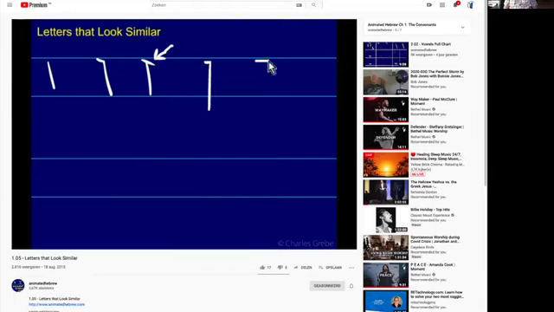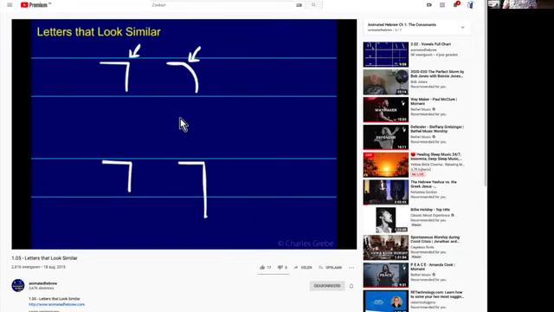Remember, your Nun looks like this when it's initial or medial. A final Nun has a little top to it and extends down below the baseline. If you don't put a long enough tail on it, it's going to look like one of these two. So these three, you need to distinguish.